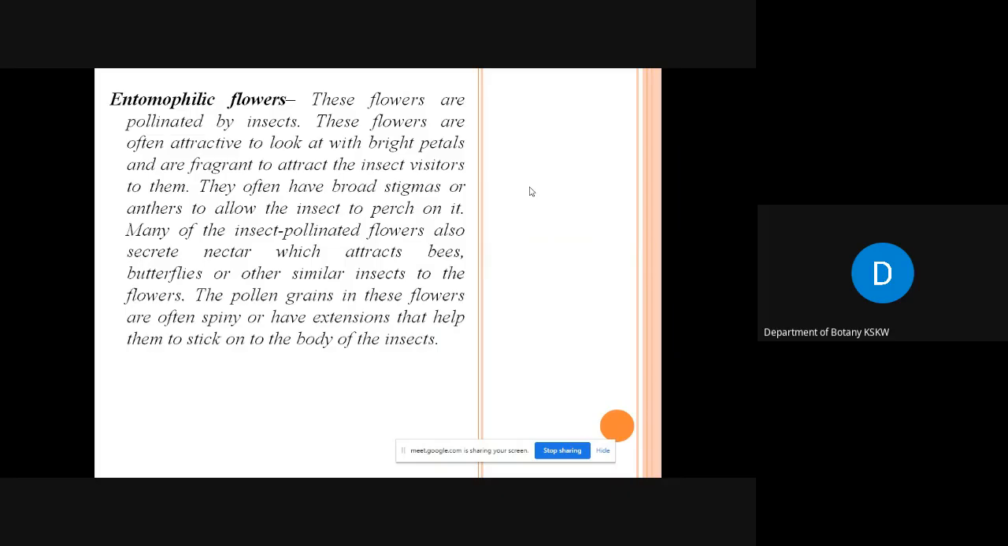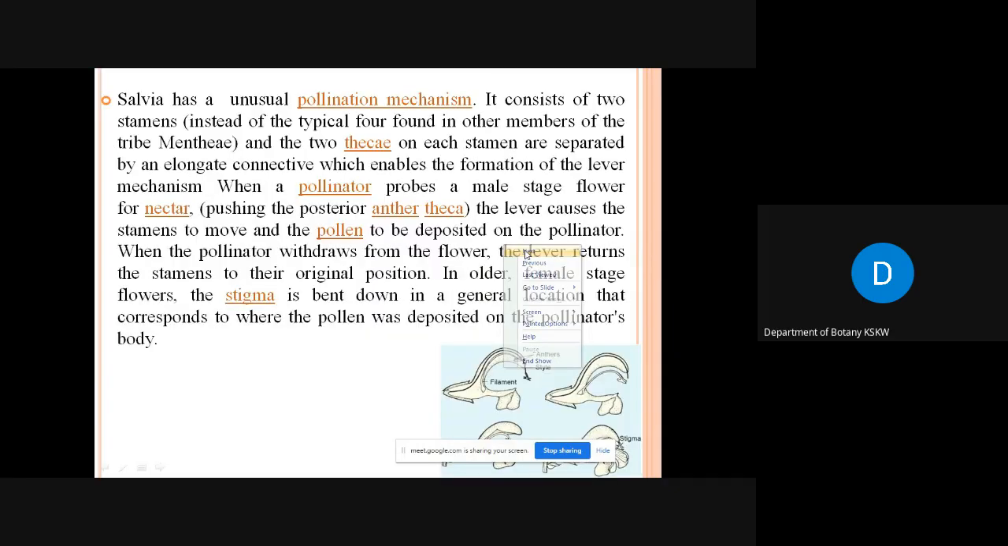Many of the insect-pollinated flowers secrete nectar for the attraction of bees, birds and other insects. The pollen grains are spiny or have extensions. They help the pollen grains to stick on the body of these insects.